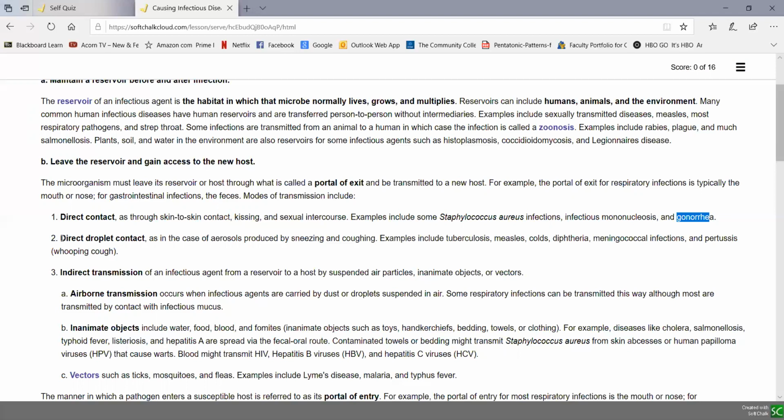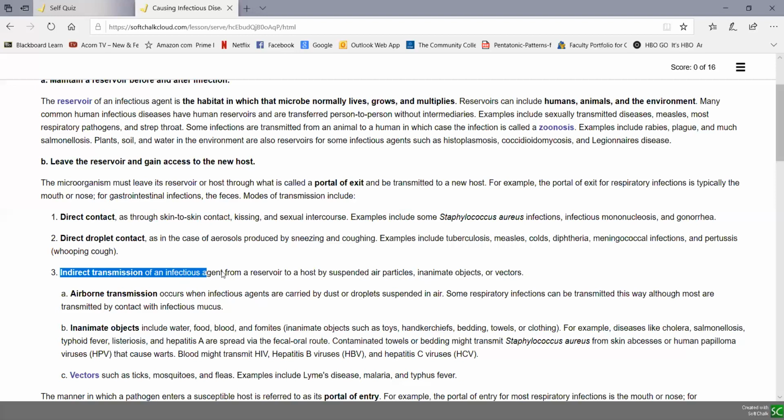Another mode of transmission is direct droplet contact. This is the case of aerosols produced by sneezing and coughing. So examples where you have direct droplet contact spreading the infection would include tuberculosis, measles, colds, diphtheria, meningococcal infections, pertussis or whooping cough, and of course COVID-19.